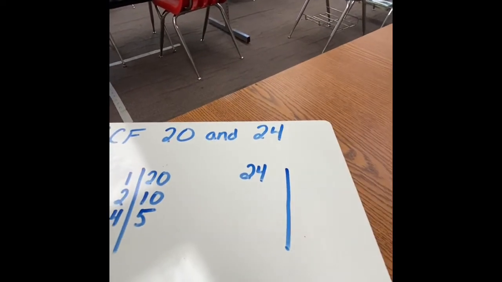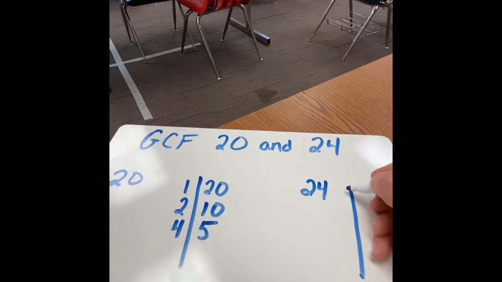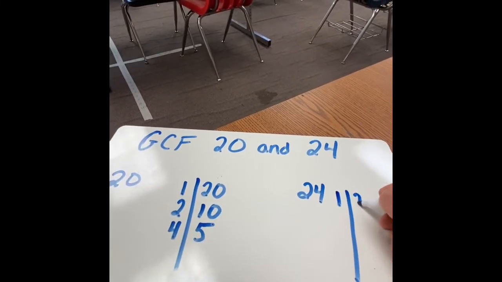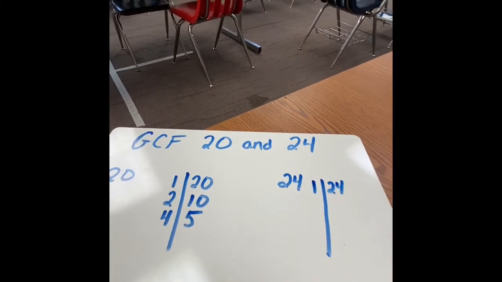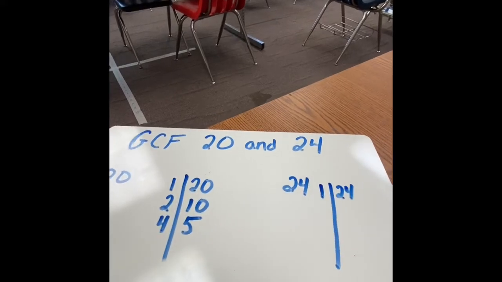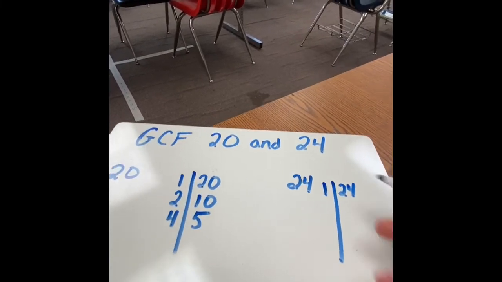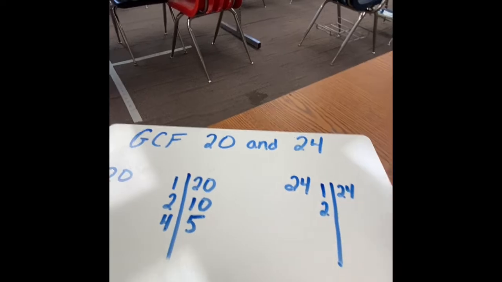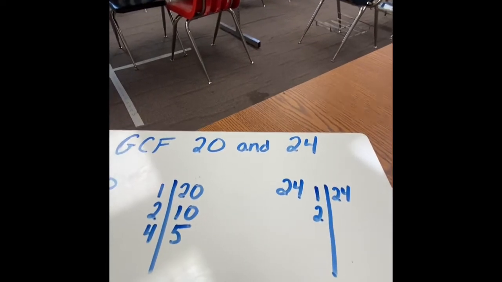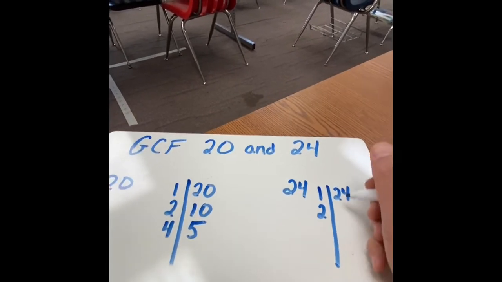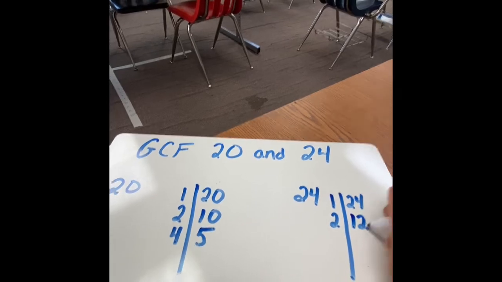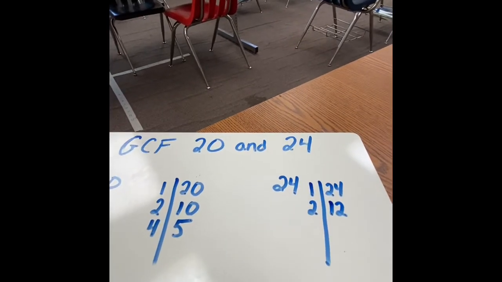Now we move on to 24. Well, start with 1 again. 1 times itself, right? 1 and 24. Is 24 an even number? It sure is, isn't it? So that means it's divisible by 2. Well, what's half of 24? That's it, 12. So 2 times 12 is 24.